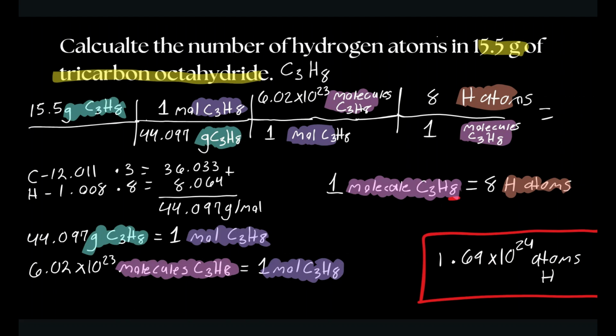Now, again, we are ending in those atoms of hydrogen, which is what I'm trying to find. If I take a look at the significant figures, I have 3 significant figures, which is what I'm starting off with. And I'm also ending in 3 significant figures as well. And that is going to be how we take a look at calculating the number of atoms whenever we're provided the mass of a compound.